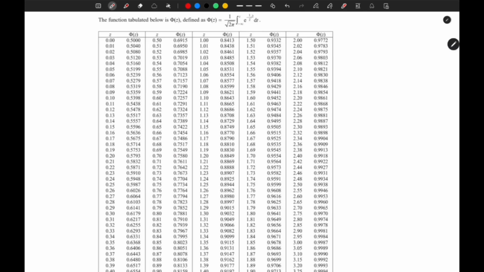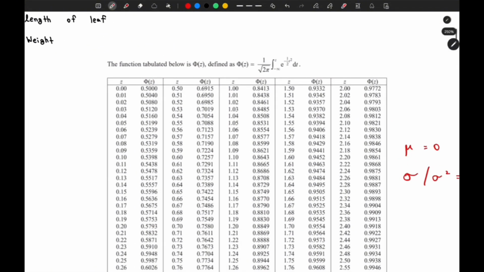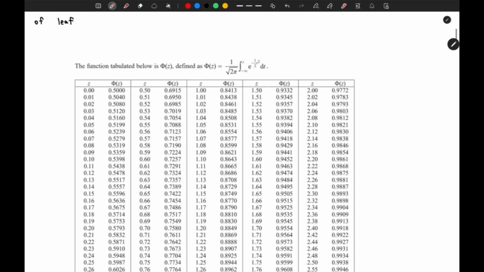Now, many of you have seen this statistical table. This statistical table actually represents the area under a normal distribution curve which has mean 0 and standard deviation, or variance, 1. Any normal distribution curve which has mean 0 and variance 1, their areas will be equal to these values. So phi z, let me just show you all how to use this statistical table.